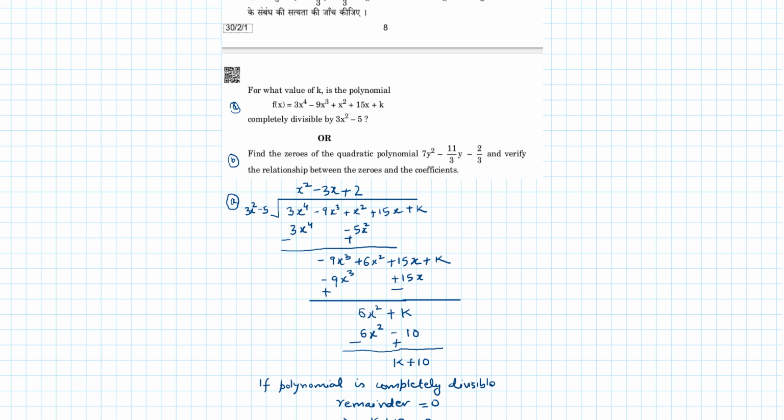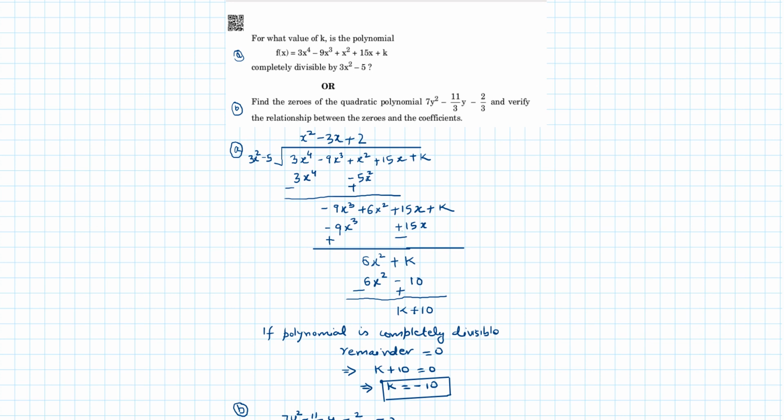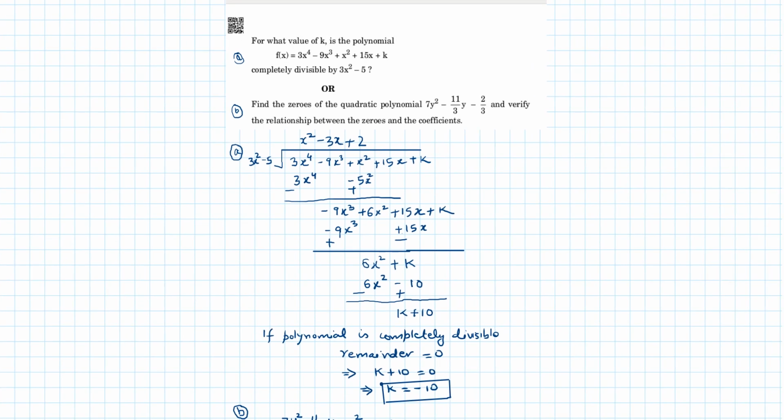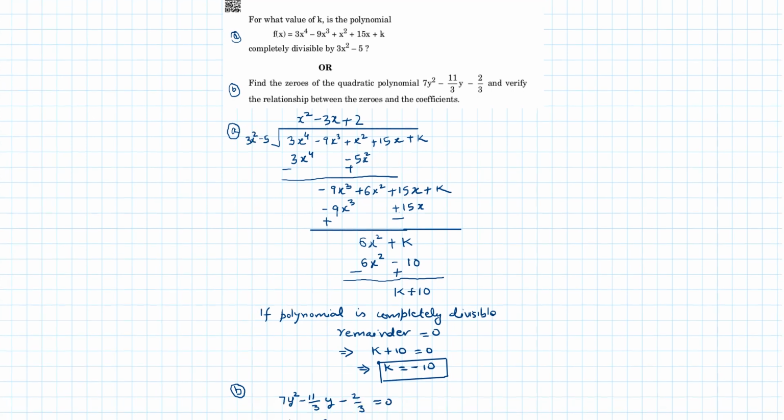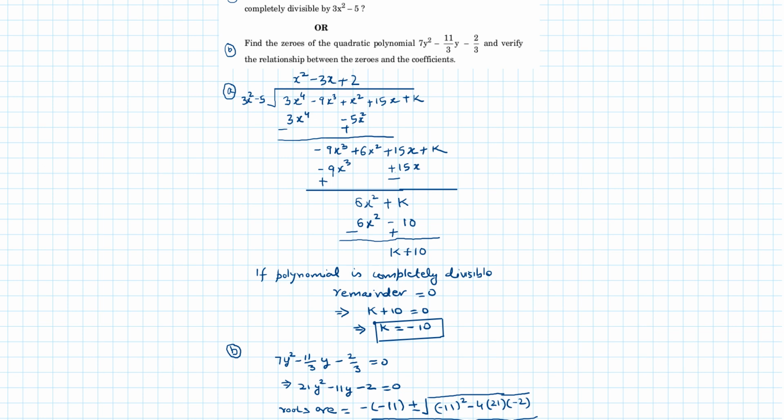तो हमने यहाँ division किया है, देखो पूरा इस तरह से इस expression को we are dividing by 3x square minus 5 and we are just dividing it simply. So ultimately what we get as a remainder is k plus 10. अगर ये remainder has to become 0, it means that this thing will be completely divisible by this. It means k plus 10 has to be 0. So k plus 10 has to be 0 and the answer is k is equal to minus 10.